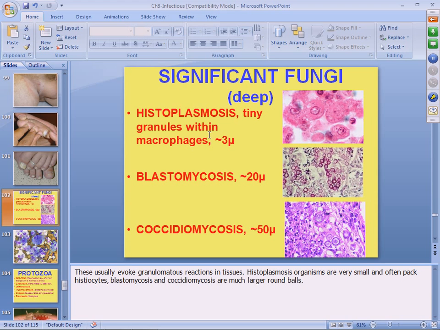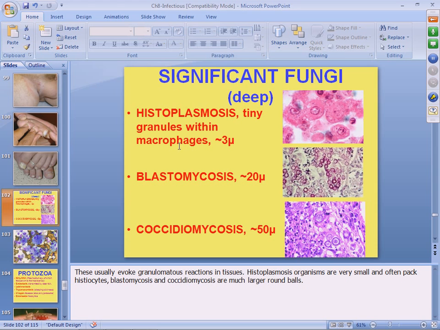In blastomycosis, you have balls, pretty round in configuration, in this case taking up the PAS stain very nicely. And in coccidio, you also have balls. They are also yeast, but look, they're twice as big as blasto. So this would be a good general formula for differentiating them. Histo is the smallest, coccidio is the biggest, blasto is in the middle. And compared to blasto and coccidio, histo is extremely small.